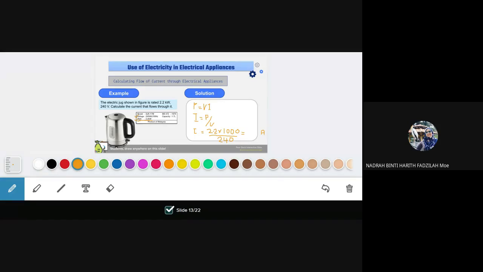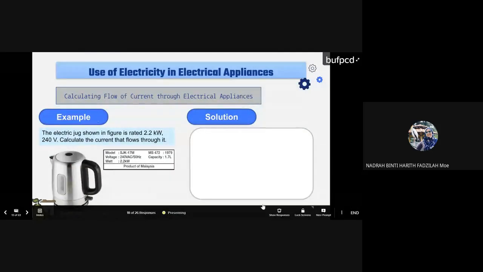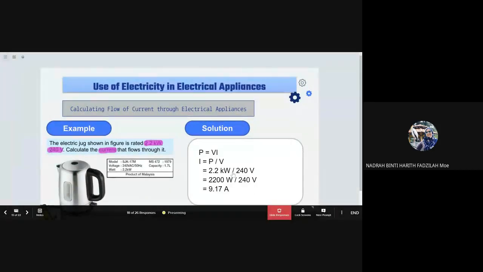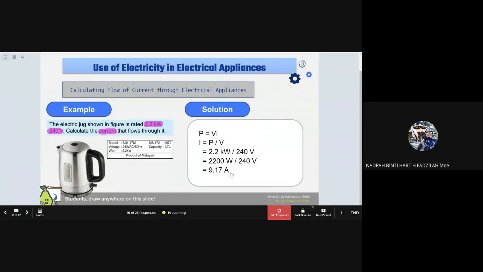So some of you already finish. Yes, very fast ya. Kilowatt to watt times 1000 lah. Betul. Sebab kilo tu is abbreviation for 1000. Okay, thank you. Bila kamu jumpa apa-apa kilo something, itu maknanya 1000 lah. So this is a sample from Aira. Thank you so much. So the answer is 9.17.